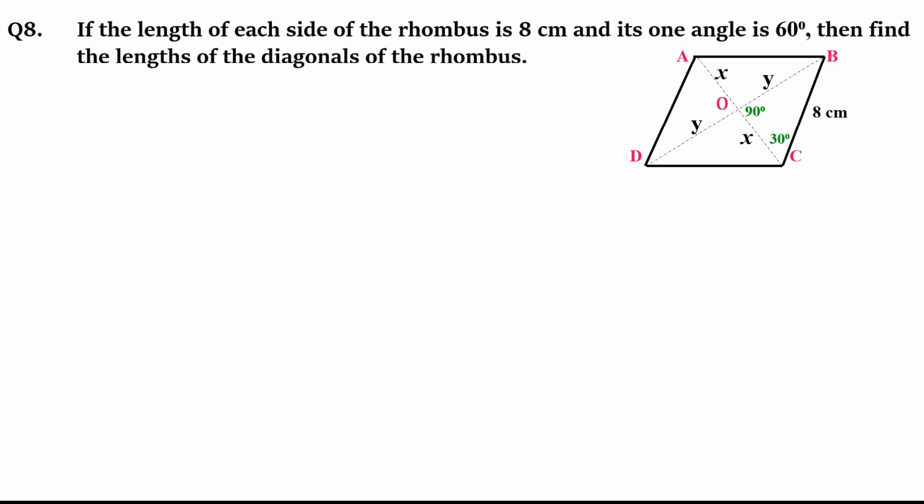Now we have the last question for the session, and in this question I have taken a rhombus. They have given to you that the length of each side of the rhombus is 8 centimeter. We know all sides are equal in a rhombus, and they have given one angle. There are four angles, angle A, angle B, angle C, angle D. One of the angles is 60 degree, they have said. Now they are asking you to find the length of the diagonals of the rhombus. That means I have to find AC and BD.